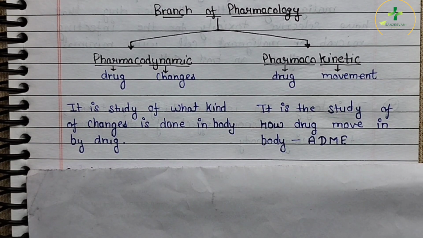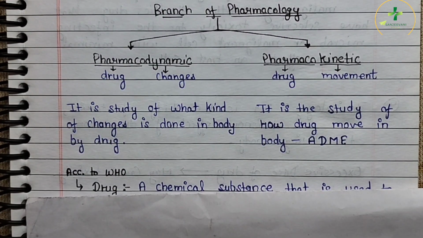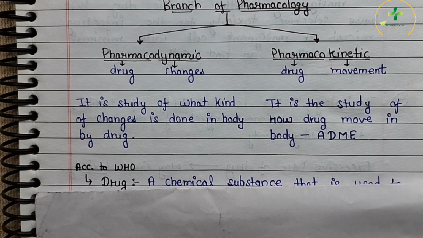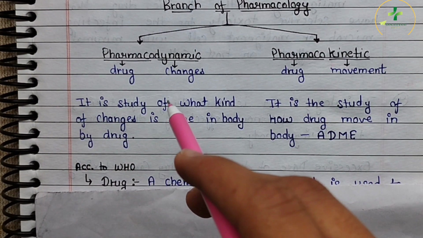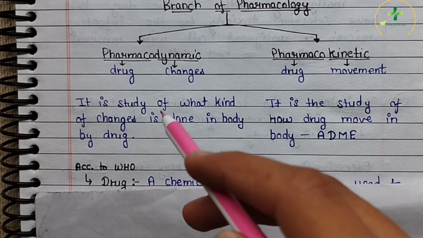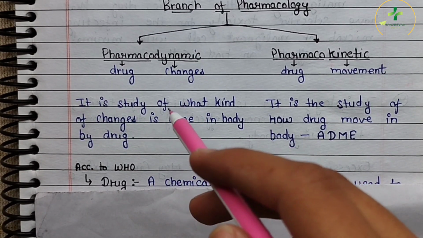As given in books, pharmacodynamics means what the drug does to the body, and pharmacokinetics means what the body does to the drug. What the body does with the drug, that is pharmacokinetics, and what kind of changes a drug does in the body, that is pharmacodynamics.